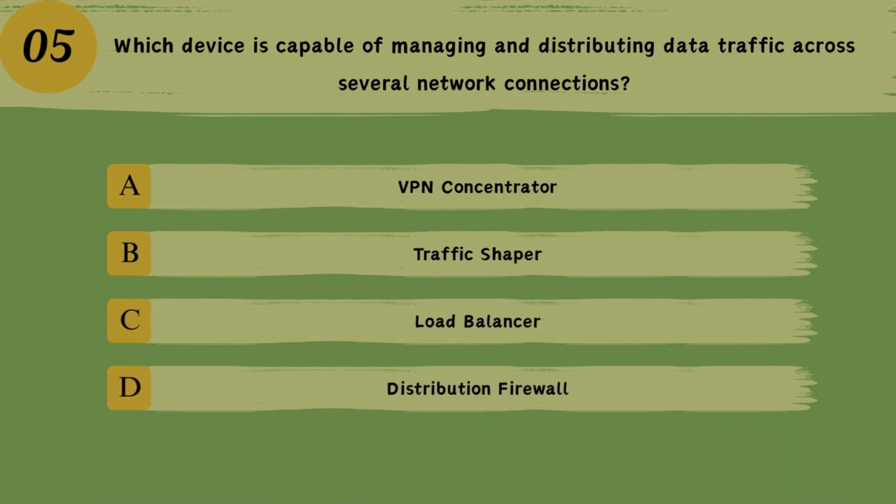Question 5. Which device is capable of managing and distributing data traffic across several network connections? A. VPN concentrator. B. Traffic shaper. C. Load balancer. D. Distribution firewall. Correct answer: C. Load balancer.